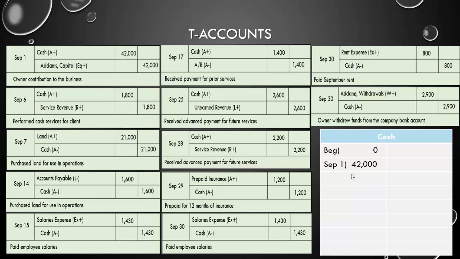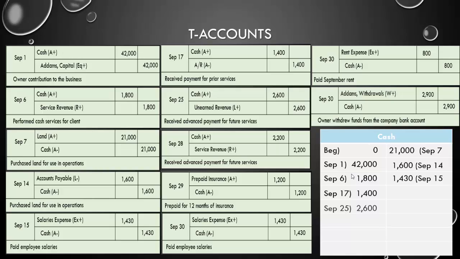So on September 1st, we had a debit to cash for $42,000. In the September 6th journal entry, we had a debit to cash for $1,800. In the September 7th journal entry, we had a credit to cash for $21,000. So on and so forth. We're going to go through and just take whatever happened to cash in each journal entry, denote its date, and at the end we're going to have all of this information in our T account.